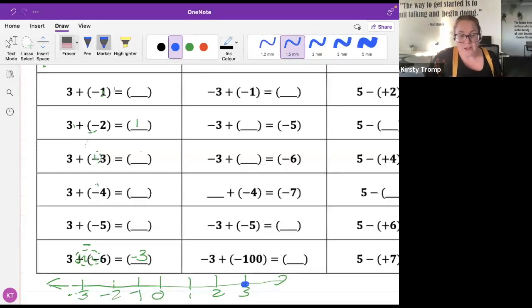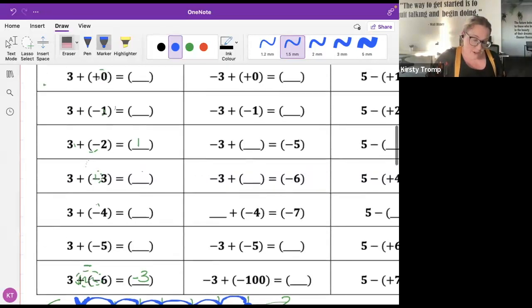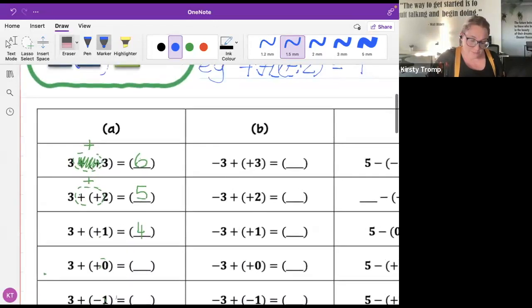When I subtract, do I move to the right or do I move to the left? You tell me in the chat which way. When you're subtracting, move to the right or move to the left? Which way do I move, guys? To the left. Good. So I want to subtract 6. So I go 1, 2, 3, 4, 5, 6. And what's my answer? I get -3. So you must use a number line to help you.